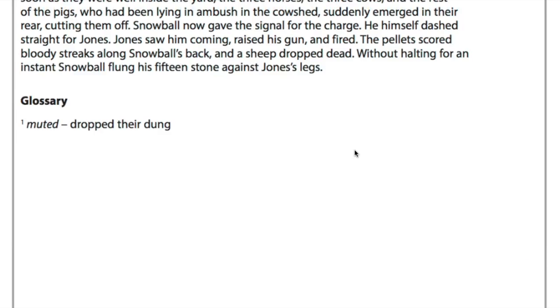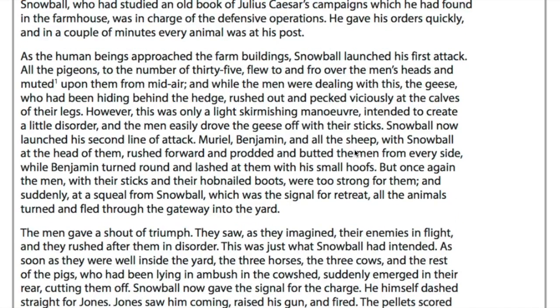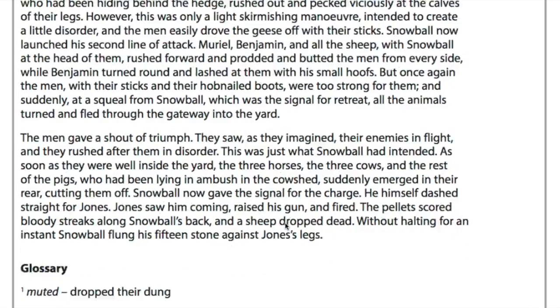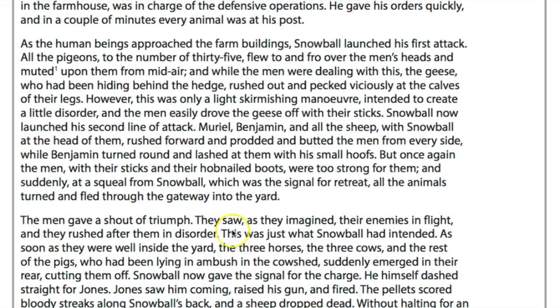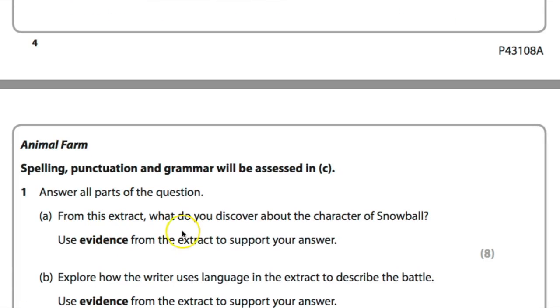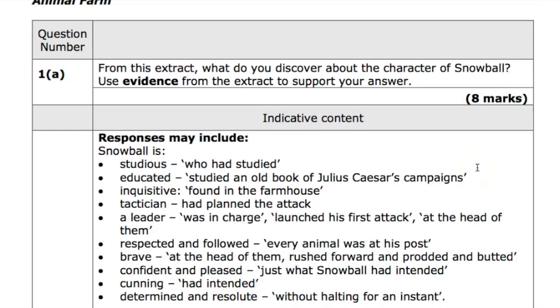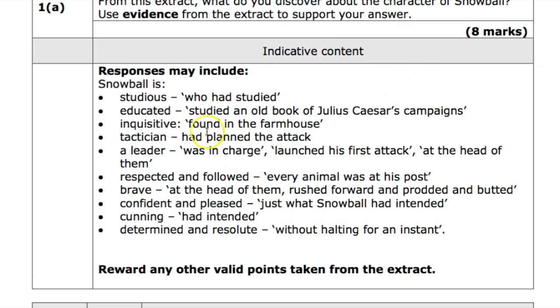Now, what quite a lot of students will do here, and it's really important that you don't do this, is they'll use this extract, but they'll also use other sections of the book. It's really important that you don't do that, because they're just looking at your ability to analyse this extract here, and you must use evidence as well. So let's hop over very quickly to the marking criteria for this. They're saying here that responses may include, but you don't have to include all of these. Again, need to remember that. You can use as many or as few of these as possible.